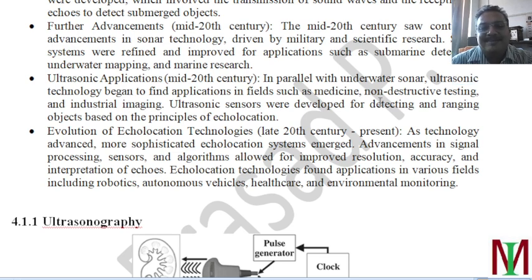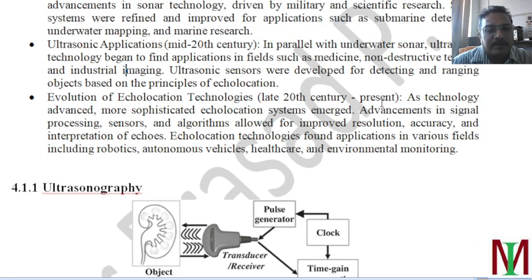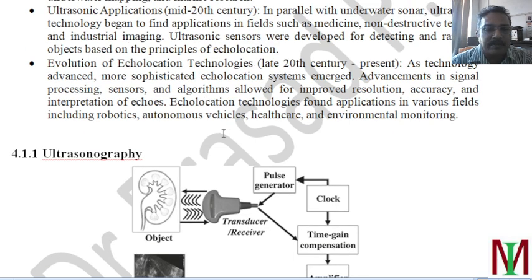Sonar application: the term is mainly used for water, in submarine detection and other object detection in water bodies. Evolution of echolocation technologies, late 20th century to present. More sophisticated echolocation systems emerged. High accuracy is there. They are used in robotics, autonomous vehicles, healthcare, environmental monitoring, etc.